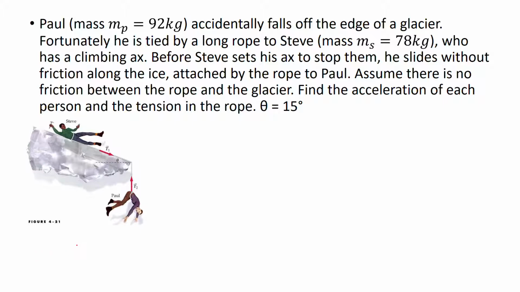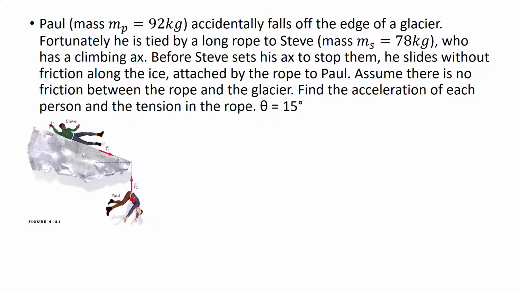Okay, and he's tied to Steve, who has a climbing axe. Both of them slide down and there's no friction. We need to know the acceleration they have before they stop. The thing is that we first have to do the free body diagram. Okay, so let's see.